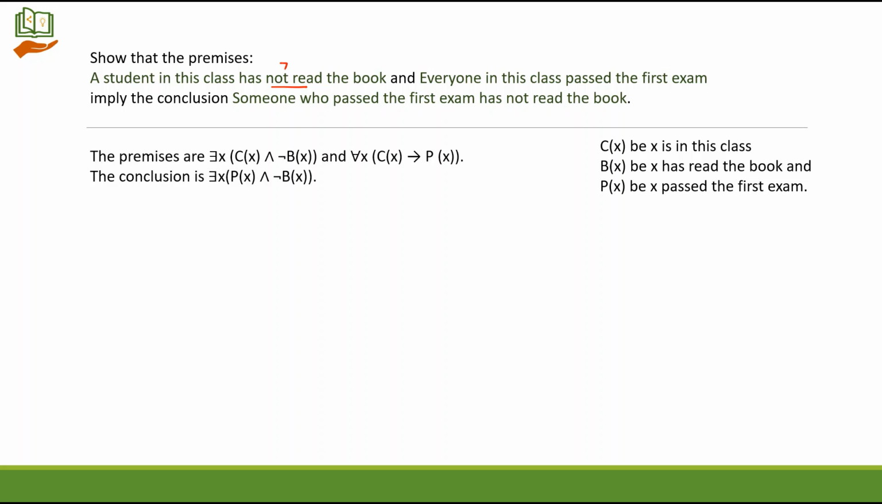Now we have to find the premises in terms of logical expression. There is a student in this class. So what is a student in this class? It is C of X who has not read the book. So it is and read the book is B of X. So this is negation of B of X. So this together will be this particular premise. A student in this class has not read the book is what we have expressed in this particular expression.